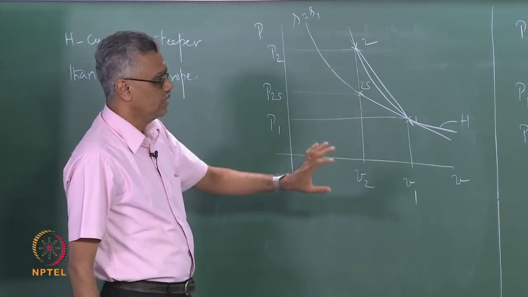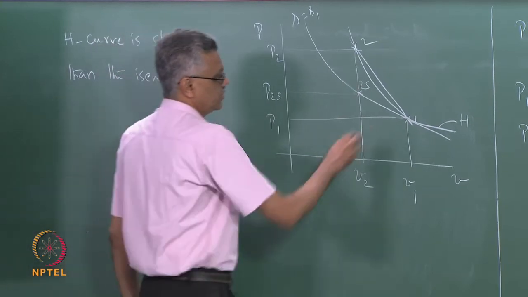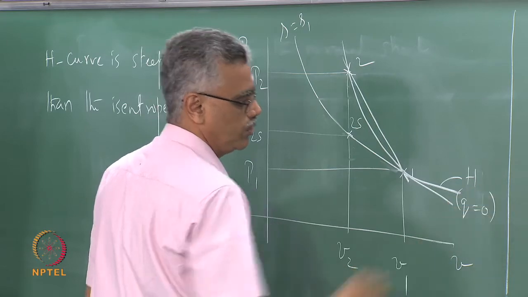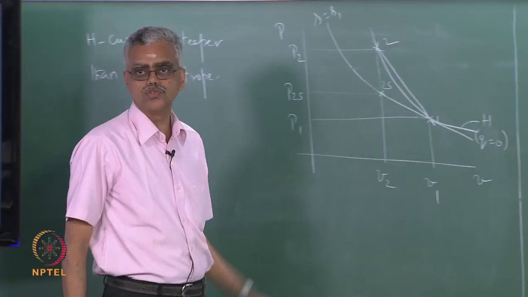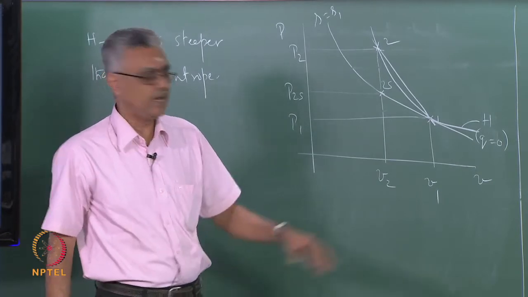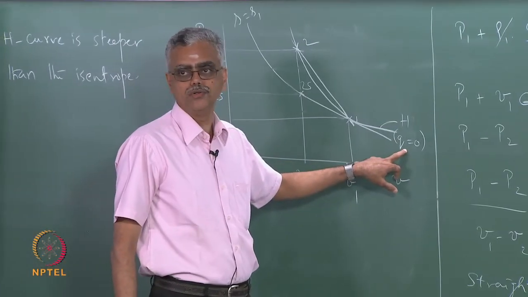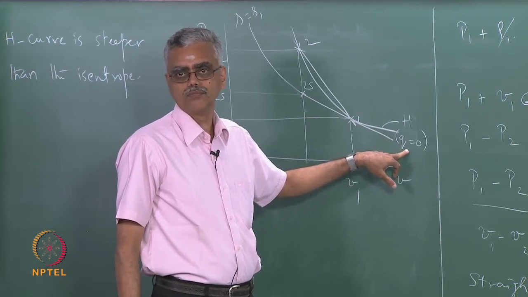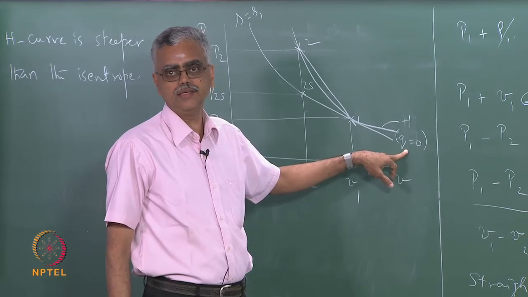Okay, remember what we have drawn here, this is the H curve that corresponds to an adiabatic process, so I am going to put it down as H, Q equal to 0. Remember when we wrote down the energy equation, we said that the process was adiabatic, so this is the H curve corresponding to Q equal to 0. Okay, any questions?